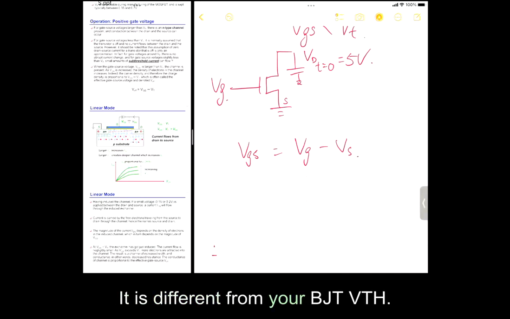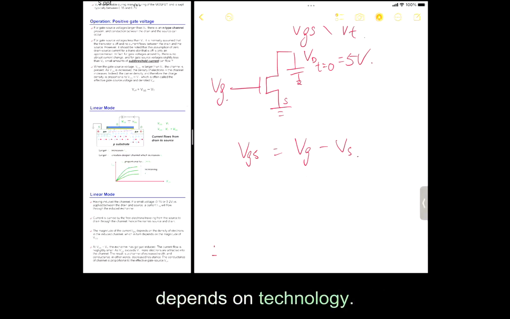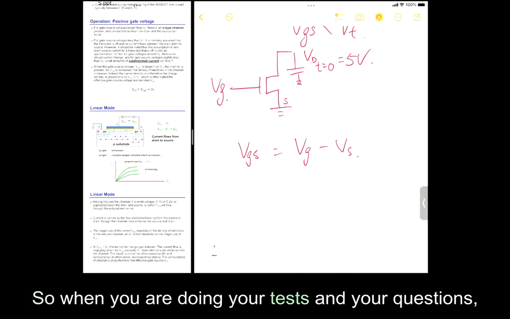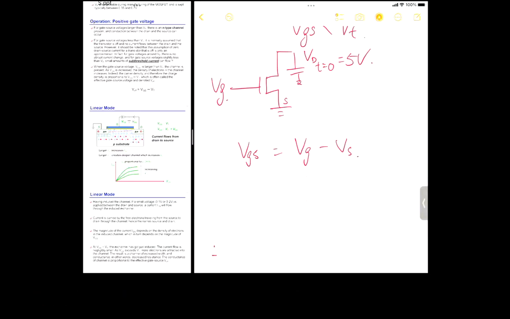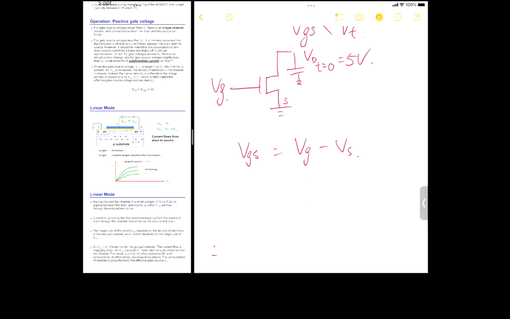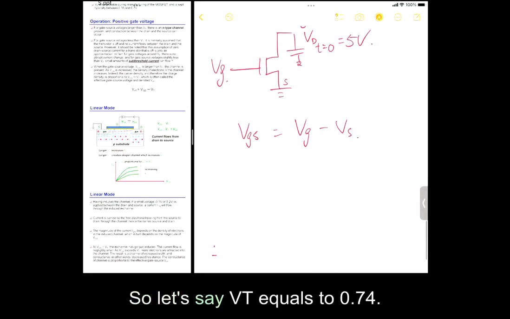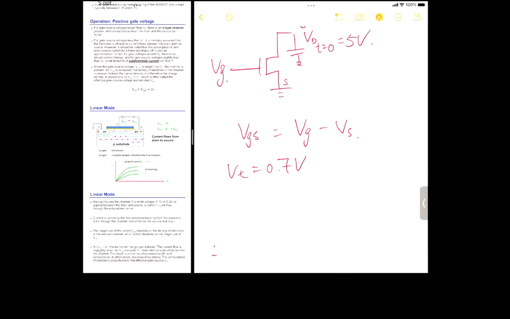It is different from your BJT VTH. VTH is always a constant number, right? But this one depends on technology. So when you are doing your tests and your questions, make sure you check out what your VT is. Sometimes I like 0.5, sometimes I like 0.3. Don't assume it's always 0.7. But for this one, we'll use 0.7 for now. So let's say VT equals 0.7 volt.